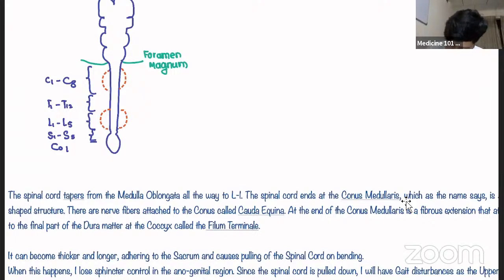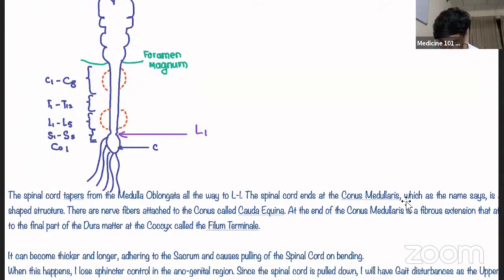Can someone tell me where the spinal cord ends? What is this point? What is this level? At the level of L1. Okay? Remember this. This will be asked as an MCQ somewhere. At the level of L1, that's where the spinal cord ends, and it forms a cone-like structure. Can you guys tell me the name of this cone?